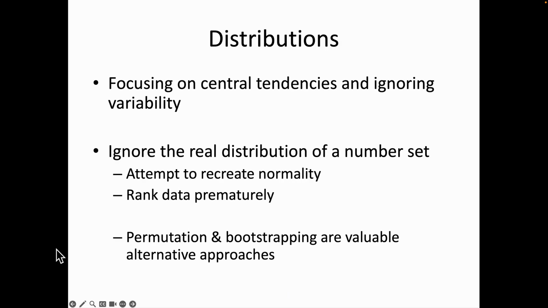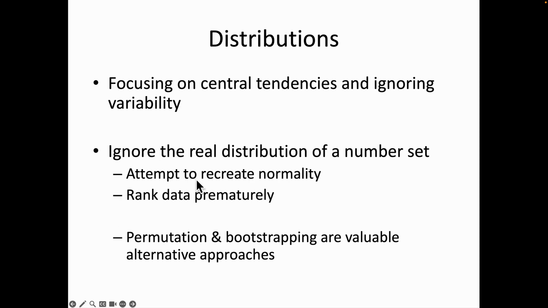In addition, pay attention to the distribution of the numbers. One of the biggest mistakes people make is the obsession and over-reliance on central tendencies, means, medians, and ignoring the variability, confidence intervals, standard deviations, quartiles. In order to understand the overall patterns, you've got to pay attention to both sets of phenomena.